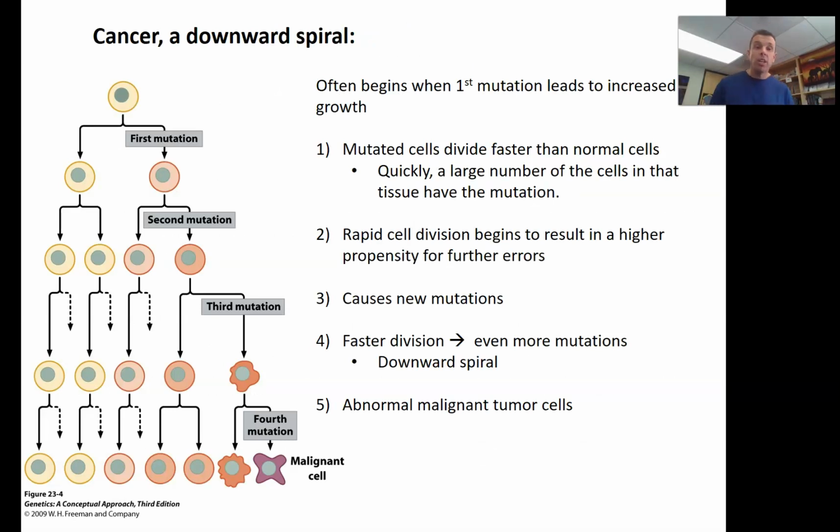Again, I know I keep talking about this, but I really want to hammer this home. So you can have one mutation that leads to a cell dividing a little bit faster, right? And that is going to continue on clonally, but that might lead to a second mutation that causes even further cell division, but still not cancerous. And then that might lead to a third one, and then on to a fourth one. And it's that accumulation of mutations that can give you abnormal malignant tumor cells, ultimately metastasis, and so forth.